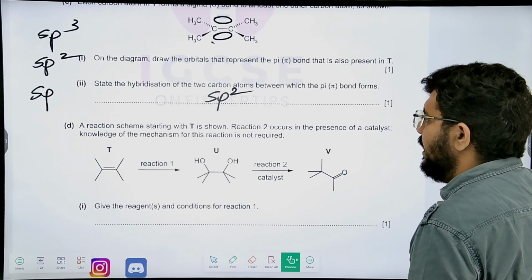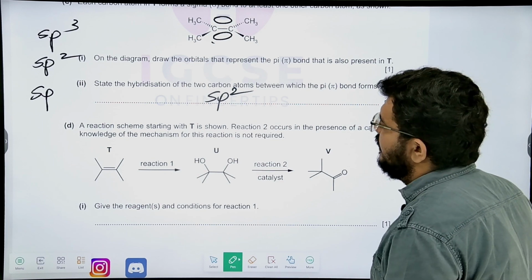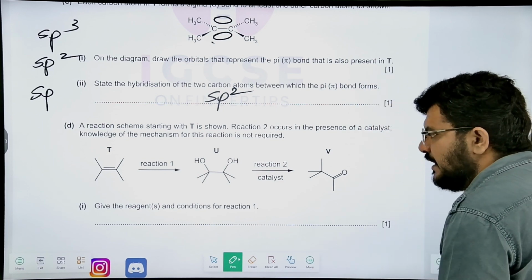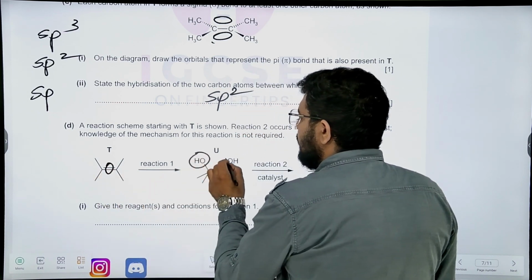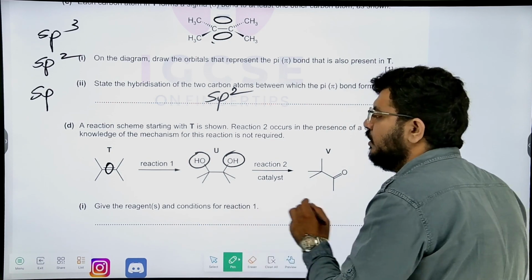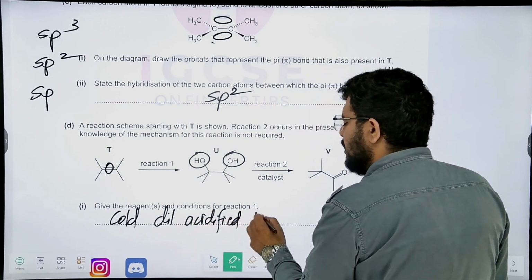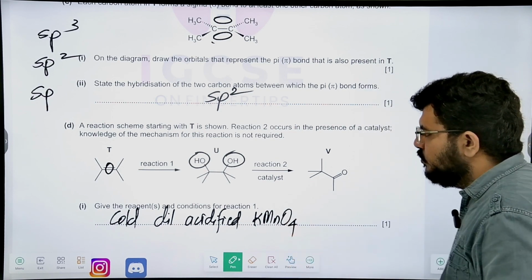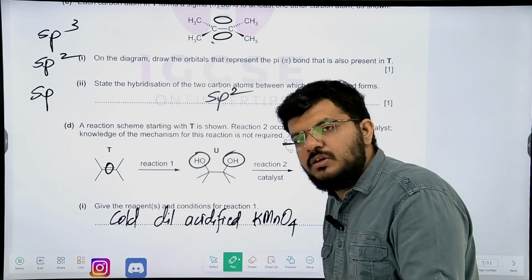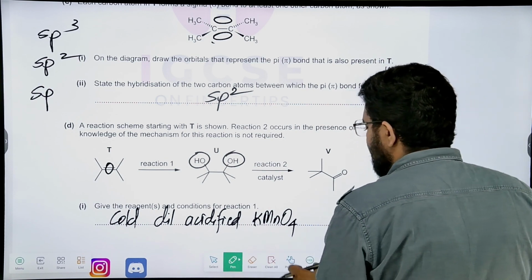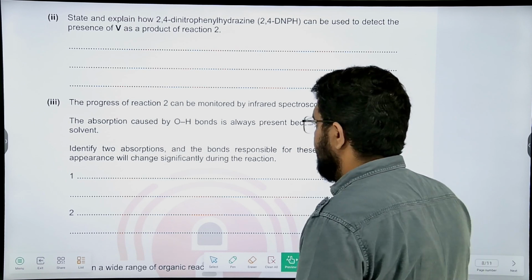Then we have a reaction scheme starting with T. Reaction 2 occurs in the presence of a catalyst. Knowledge of the mechanism for this reaction is not required. Give the reagents and conditions for reaction 1. Now what is happening in reaction 1? This double bond becomes a diol, and we know only one situation where a diol arises, that is cold dilute acidified KMnO4. Otherwise, you would have carbon dioxide or aldehyde or acid or ketone, right? A double bond can be oxidized to a diol only if you use cold dilute acidified KMnO4, right? Okay. Sorry. We have the next question.